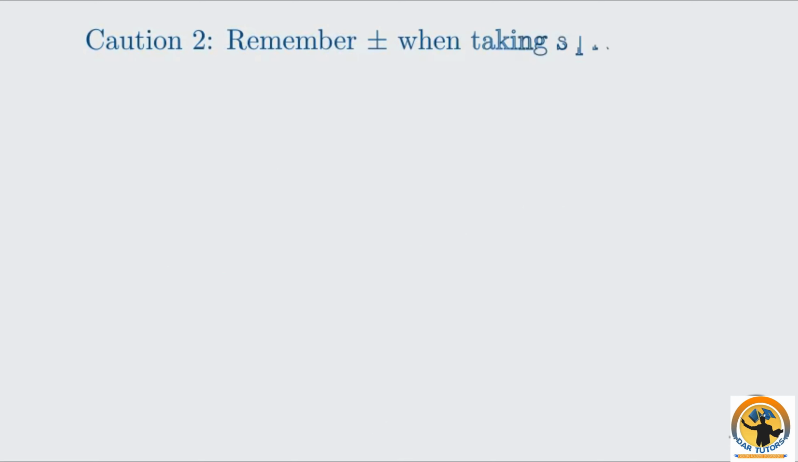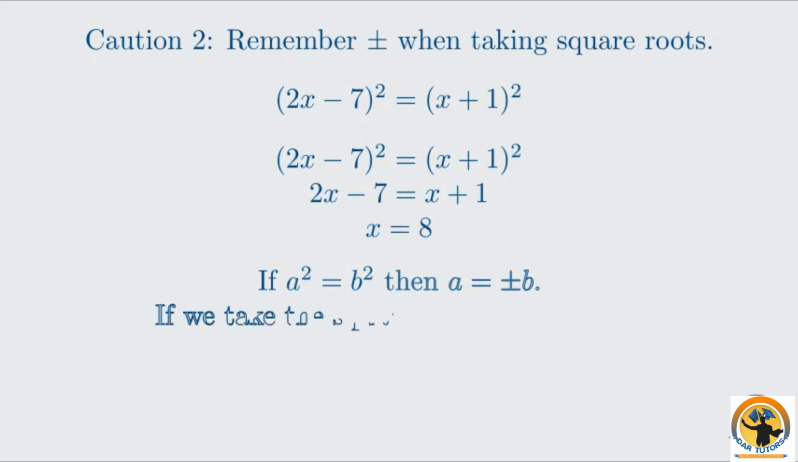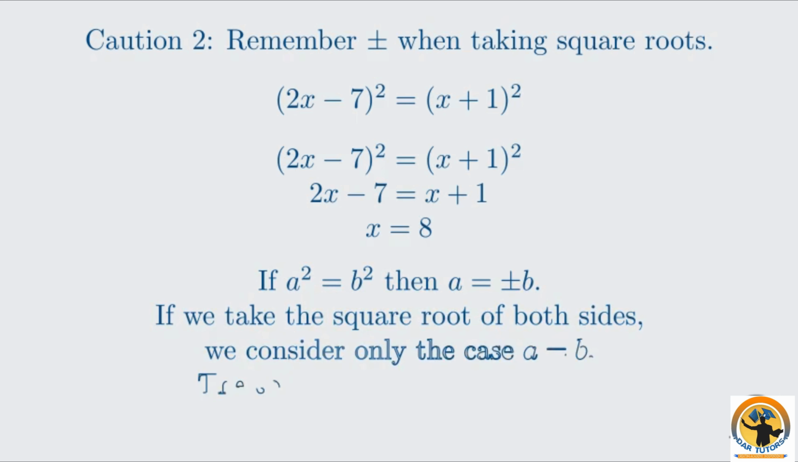Second, be very careful when taking square roots of both sides of an equation. For example, with quantity 2x minus 7 squared equals quantity x plus 1 squared. If you simply say 2x minus 7 equals x plus 1, you will only get one solution, x equals 8. You are missing another. The correct approach is to remember that if a squared equals b squared, then a must equal plus or minus b.